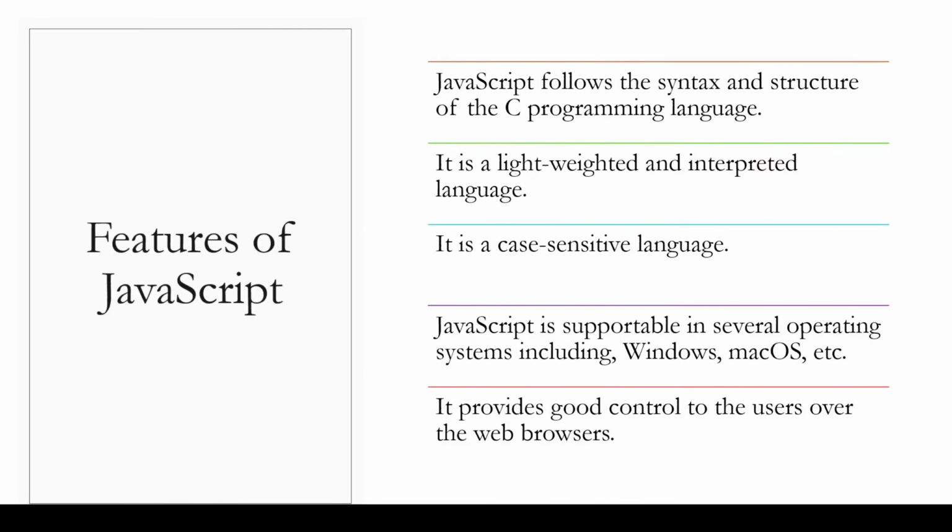These are the features of JavaScript. JavaScript follows the syntax of C, and it is a lightweight and interpreted language. It is a case sensitive language. It means small case and capital case make a difference in defining the structure, for example, classes, variables, and so on. And JavaScript is supported on several operating systems such as Windows, Mac OS, Linux, and it provides good control for building our website.